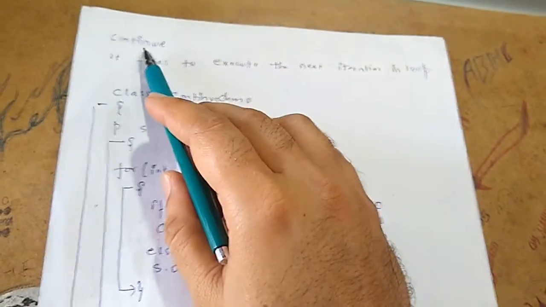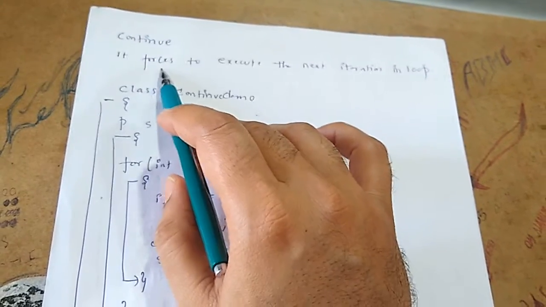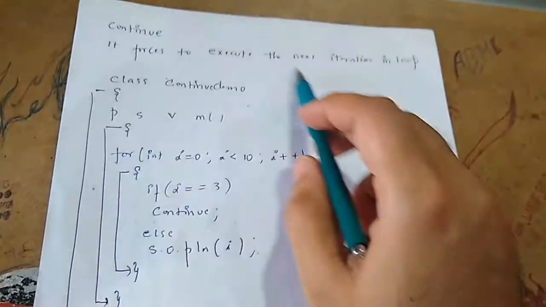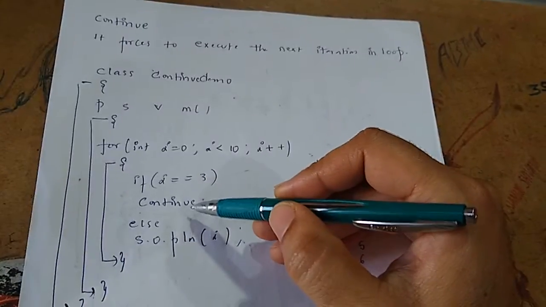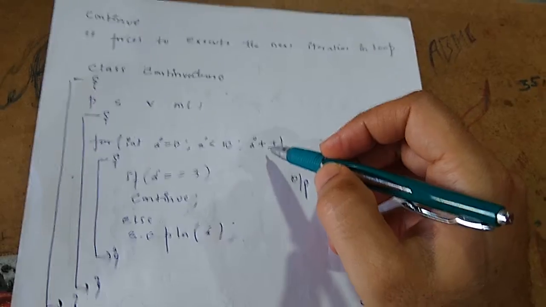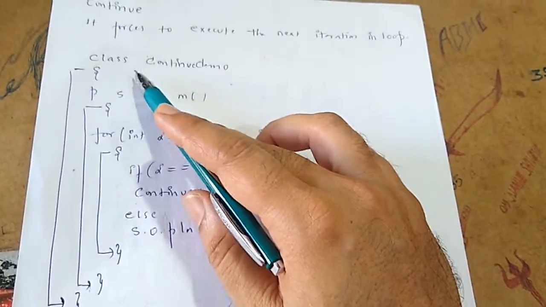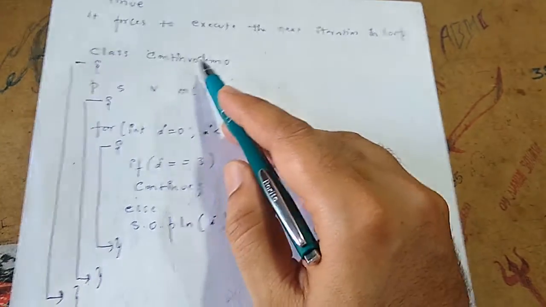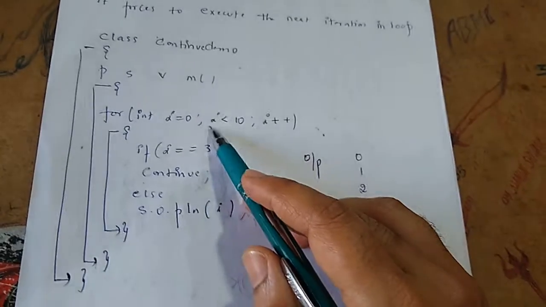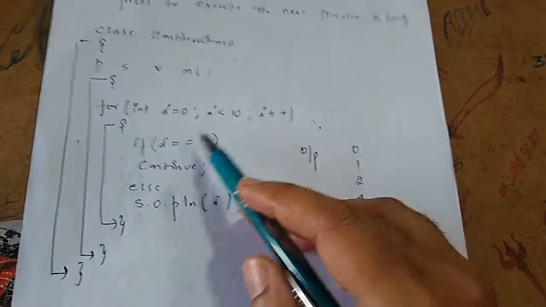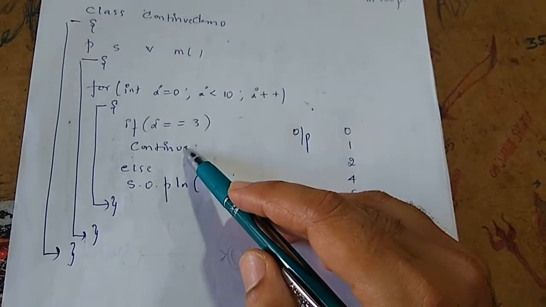The next keyword is continue. Break is used to terminate from the loop as well as for switch, whereas continue forces the next iteration in the loop to execute. Whenever it encounters continue, it will continue with the next iteration by skipping the remaining lines. For that I have taken a simple class named ContinueDemo, within which there's public static void main, and a loop that runs up to 10 times. I'm using an if statement: if i becomes 3, I'm using continue.